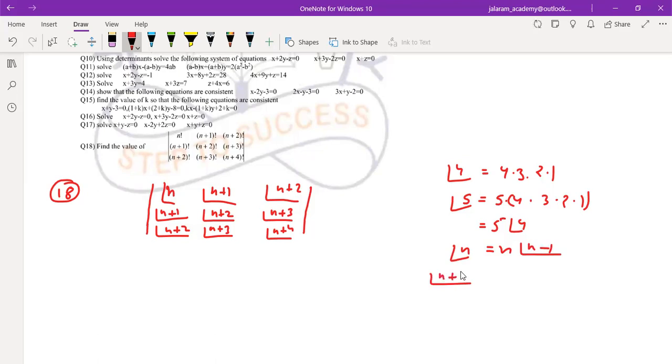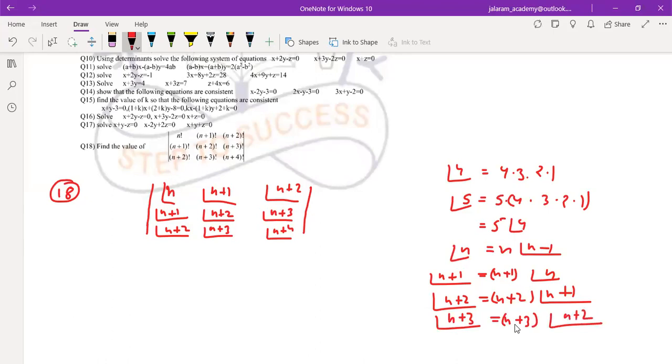If there is factorial n plus 1, we can write n plus 1 into factorial n. If there is factorial n plus 2, we can write n plus 2 into factorial n plus 1. If there is factorial n plus 3, we can write n plus 3 into factorial n plus 2. If there is factorial n plus 4, we can write n plus 4 into factorial n plus 3.